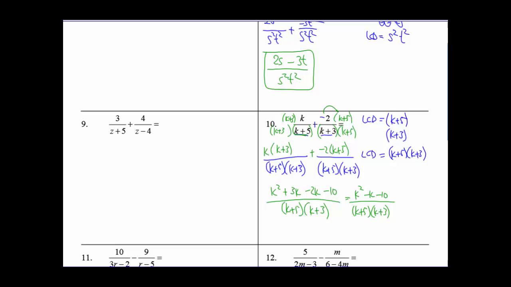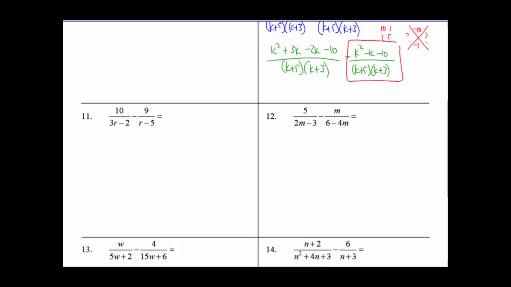Hopefully we can look to simplify, or if we use our X box factoring, we have negative 10 on top, negative 1, so we have to figure out what times what equals negative 10 and adds to get negative 1. If you're thinking, all we have is 10 and 1, 2 and 5, 5 and 2, even if we switch around negatives, there is nothing that we can factor. So our answer is k squared minus k minus 10, over k plus 5, k plus 3.